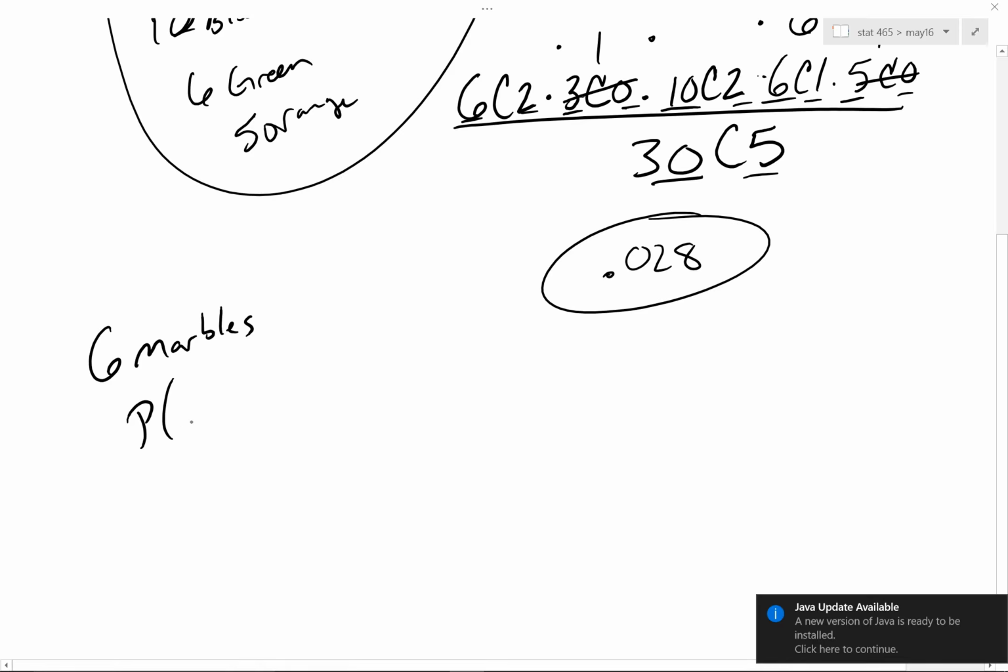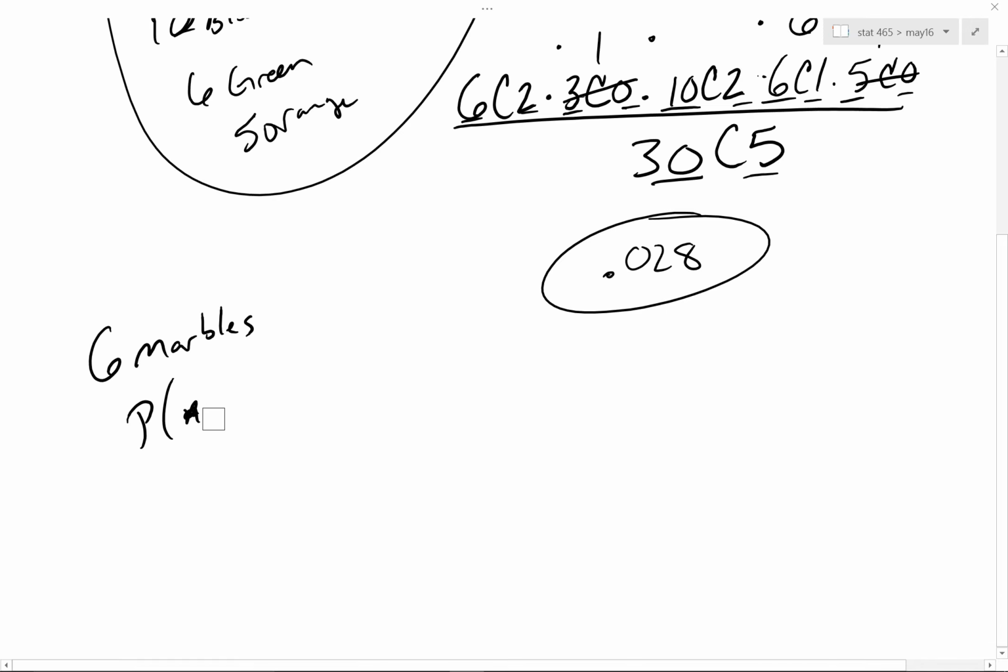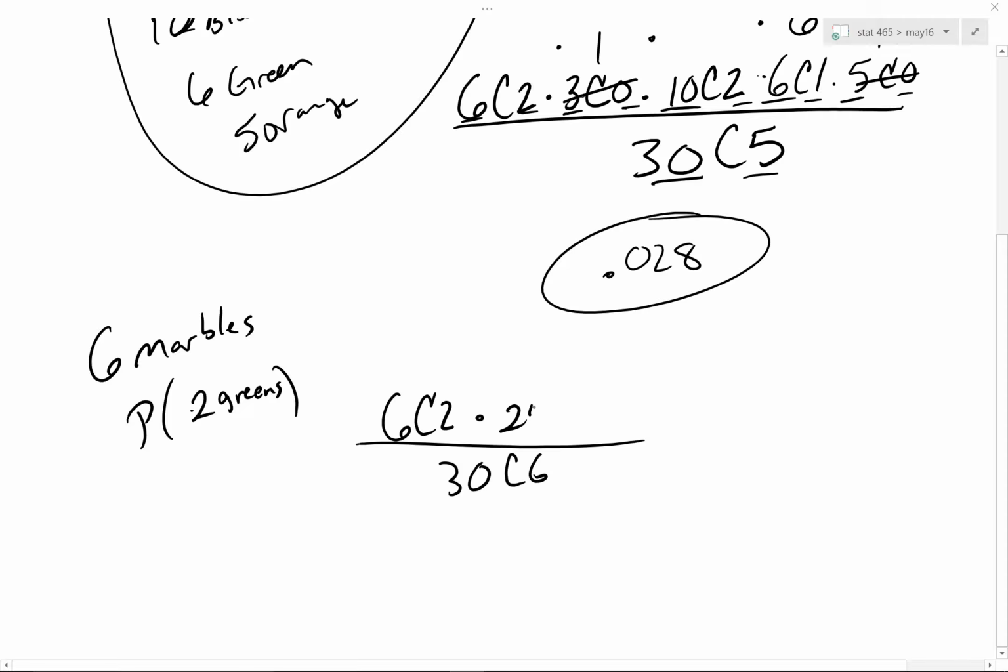What's the probability that I get, well, let's just say the probability I get 2 greens. Well, Jay, you didn't say anything about the other ones. That's right, but this is a binomial looking setup. So of the 30 marbles in the jar, I'm taking 6 of them. That's still my denominator. Of the marbles in the jar, 6 of them are green, and 24 of them are not green. A lot of people will forget about this aspect here.